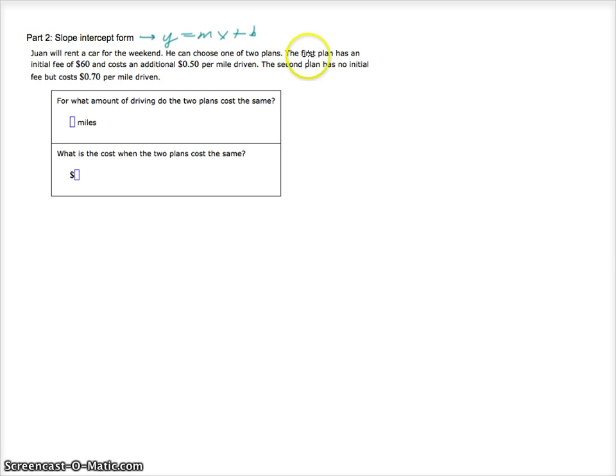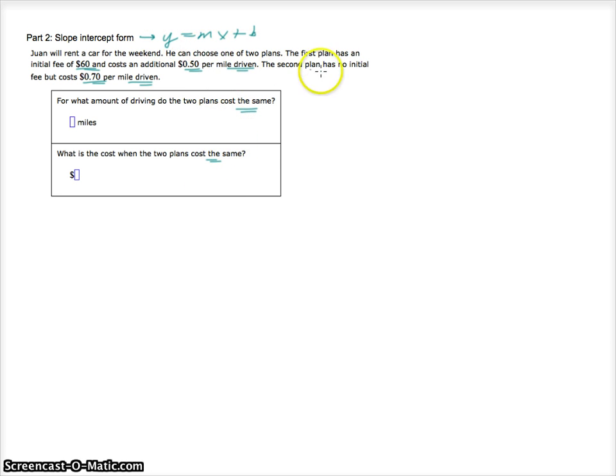Juan will rent a car for the weekend. He can choose one of two plans. The first plan has an initial fee of $60 and costs 50 cents per mile driven. The second plan has no initial cost but costs 70 cents per mile driven. They're going to ask two questions. For what amount of driving do the plans cost the same, and what is the cost when they do cost the same? So how far do they have to drive, and then what's that cost?